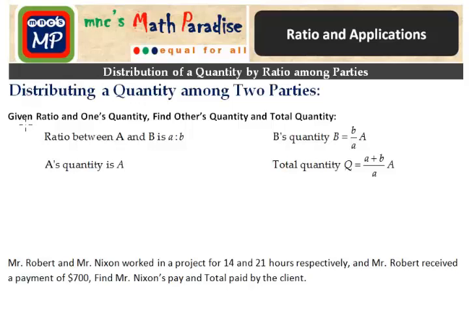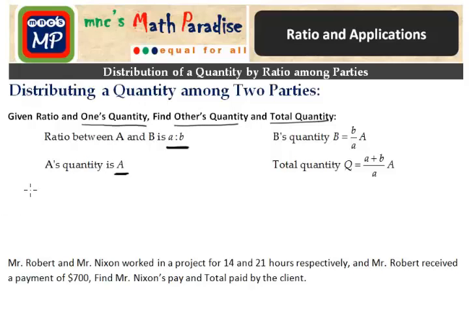Now we will see a slightly different distribution scenario, where the ratio is given as A ratio B, that is, the ratio between the quantity A and B is A:B. In the previous slide we were given the total quantity, but here we will be given one party's quantity, that is either A or B. So let us assume A's quantity is a. That means the ratio and one party's quantity are given. Now we need to find the other party's quantity and the total quantity.